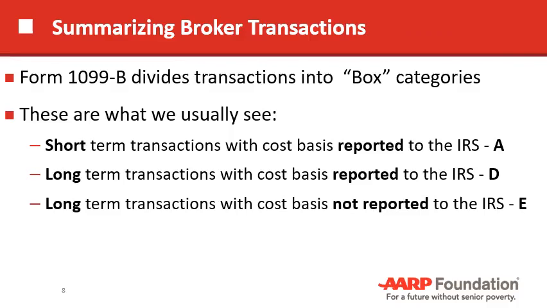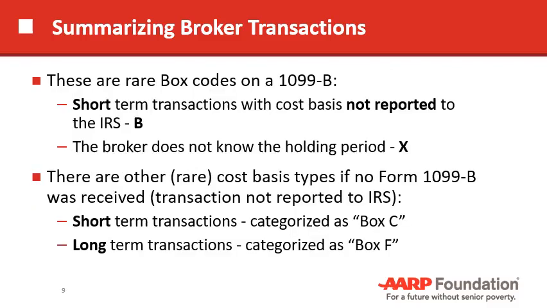We see usually three types of transactions now: short-term basis reported, which is box A; long-term basis reported, that's box D; and then long-term basis not reported, that's box E. There are some rare codes. Short-term not reported, box B, I don't think those exist anymore because everything's now covered if it's short-term.